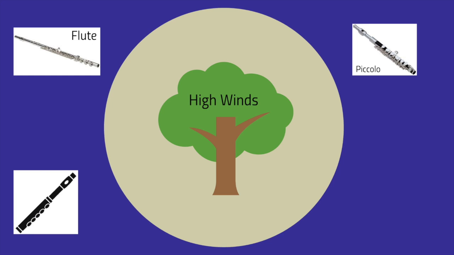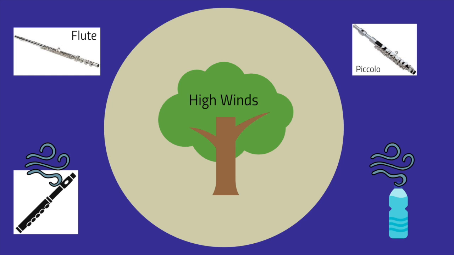Now the flute makes a sound. It has a hole and an opening at the top of the instrument, and you blow air across that opening, and that's how it makes a sound. It's kind of similar to when you blow across a water bottle and it makes a pitched sound as well.